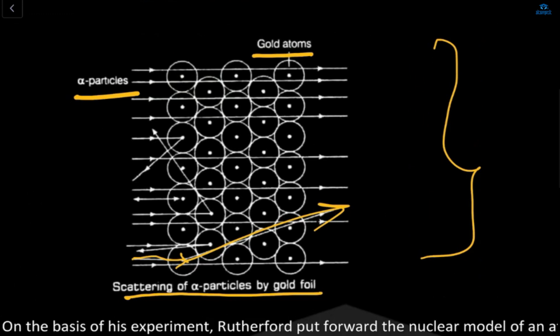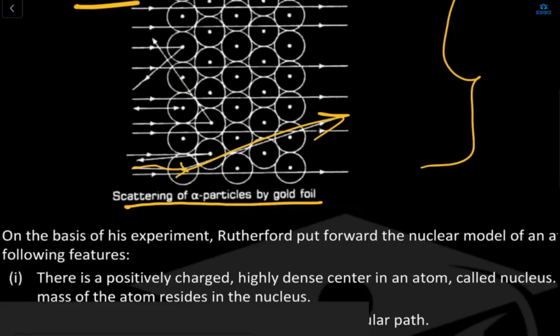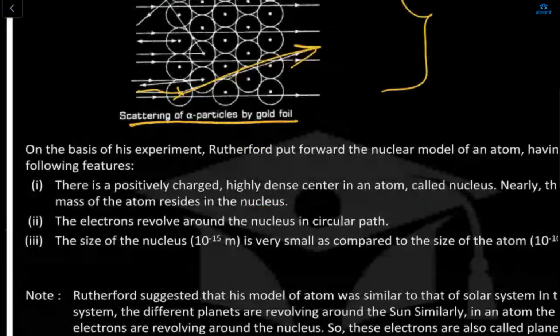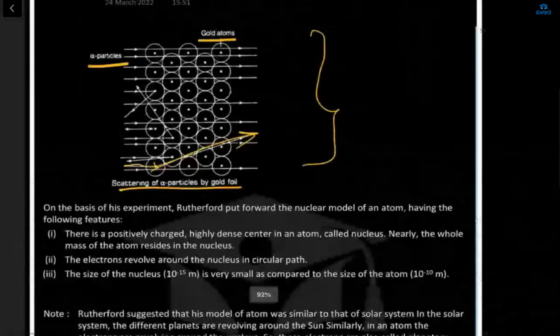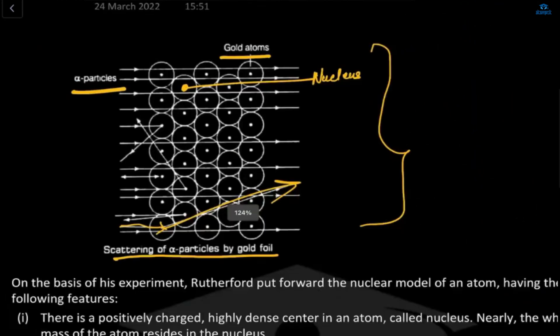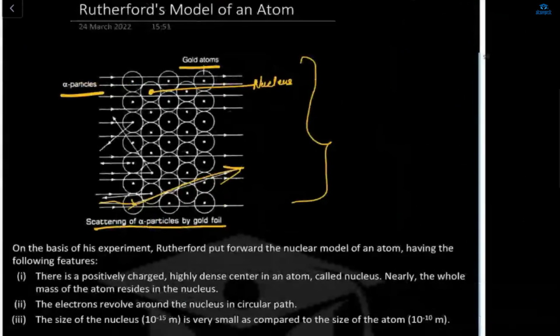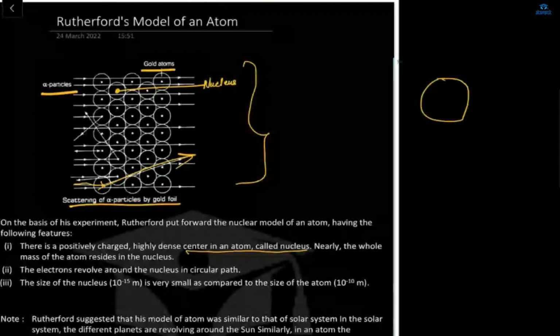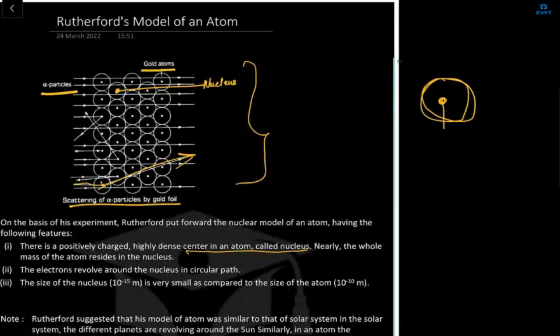And now we will see some of the features of the Rutherford model. So first, there's a positively charged, highly dense center in the atom called the nucleus. This is the nucleus, right? It's written that there's a positively charged, highly dense center in an atom called the nucleus. Means if this is my atom, then whatever is in the middle is obviously the nucleus, right?